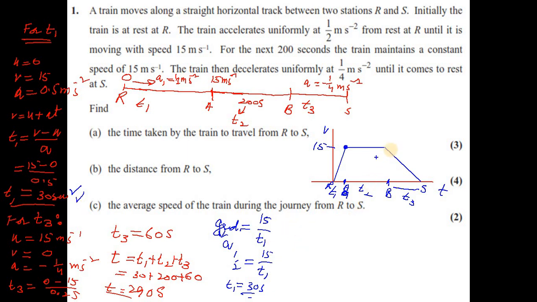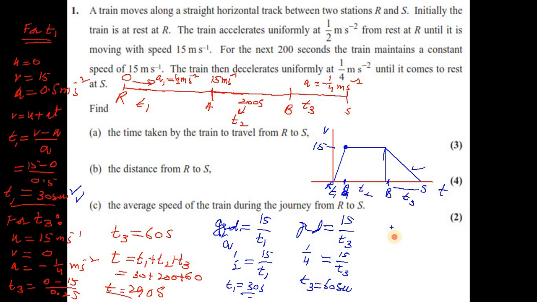And for the second time, that means T3, you need to figure out the gradient of the last line. The gradient is rise over run. In this case, rise is again 15, and run is the time T3, and acceleration is 1/4. So 15 over T3, and clearly T3 will give you 60 seconds. So you have T1, you have T3.